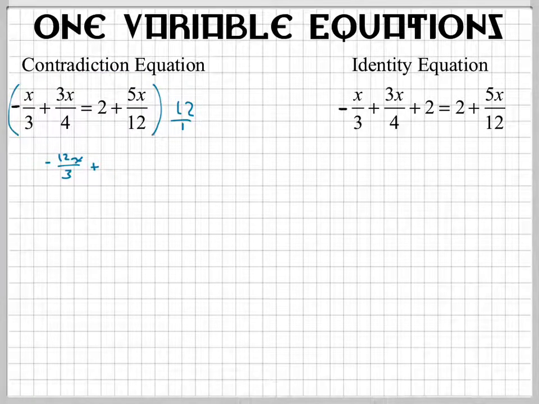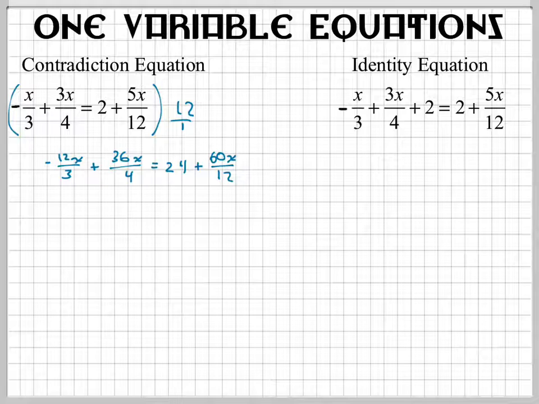So now the next one's going to be 36x over 4 equals, now 12 times 2 is 24. I'm not going to do the fraction version of that. And then 12 times this guy is going to be 60x over 12. Now there are shortcuts that you can take right here in simplifying, but this is the way to explain it to you guys.